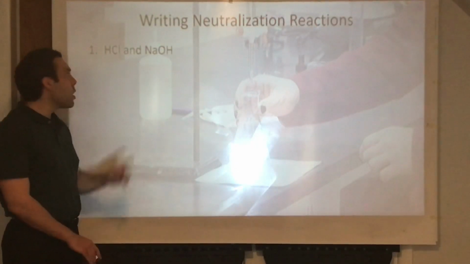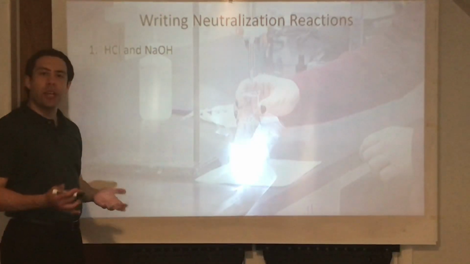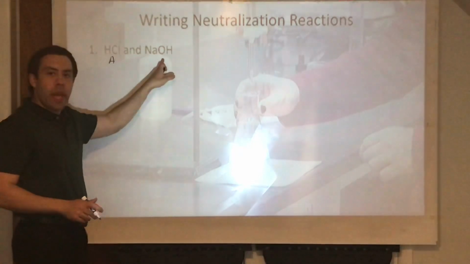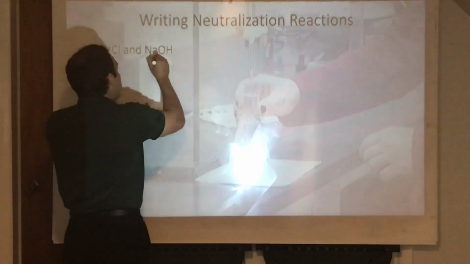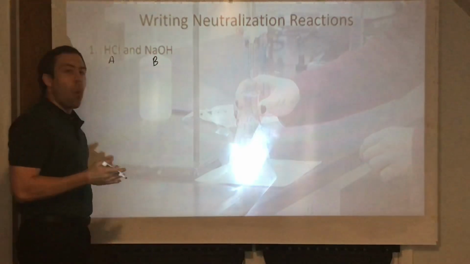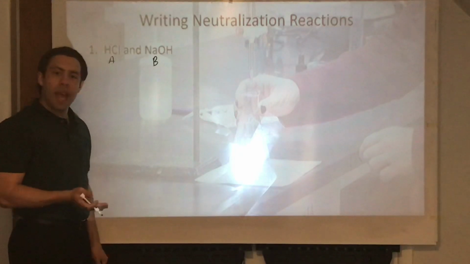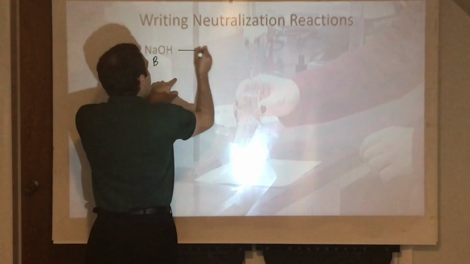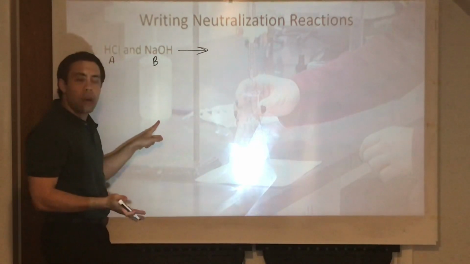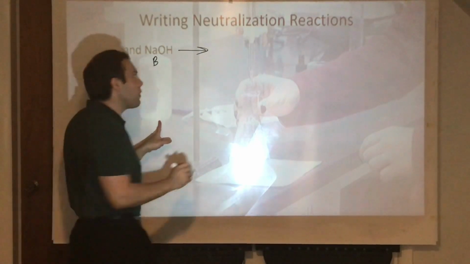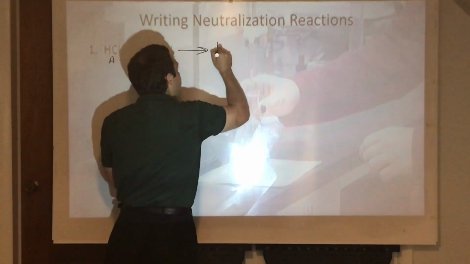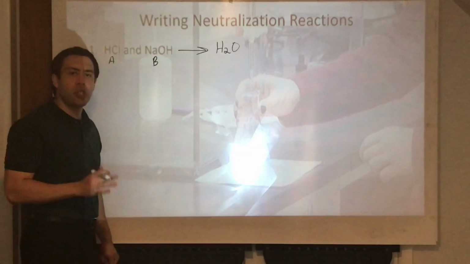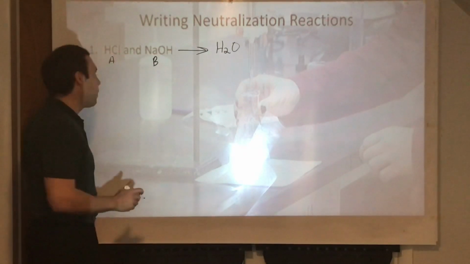For the first problem, we have HCl, which is hydrochloric acid, obviously an acid, and we have NaOH, sodium hydroxide, which is our base. When these two come together, when they react, they will neutralize each other. So they will form water. Remember, water is always a product of a neutralization reaction. So let's write that first. For any neutralization reaction, the first thing that we should write is H2O, because you will always get a water.